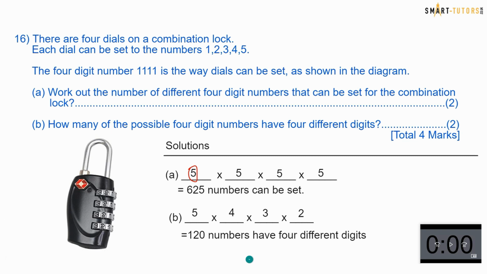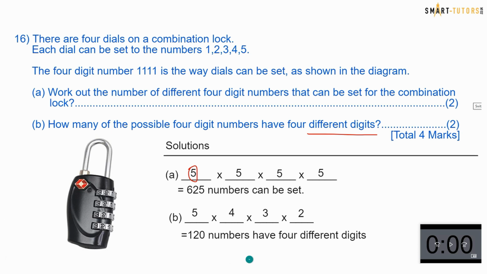Now, if they ask for different digits, that means if you take one of the numbers, let's say 2, you can't set the 2 on any of the other spaces. So the first digit can be all 5 combinations. Then whatever number you took, there is going to be 4 combinations less on the second space, and 2 numbers taken, so the next one is going to be 3 combinations. 3 numbers taken, so remaining 5 take away 3 is 2 combinations. Last one is 2. So 5, 4, 3, 2. If you multiply together, 120 numbers have 4 different digits. That's our answer for question number 16.